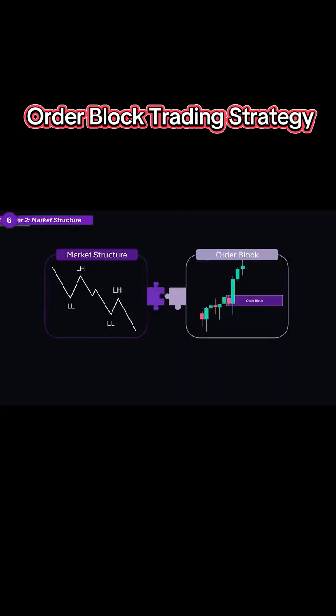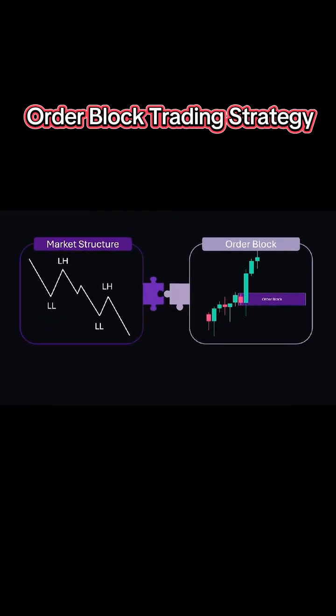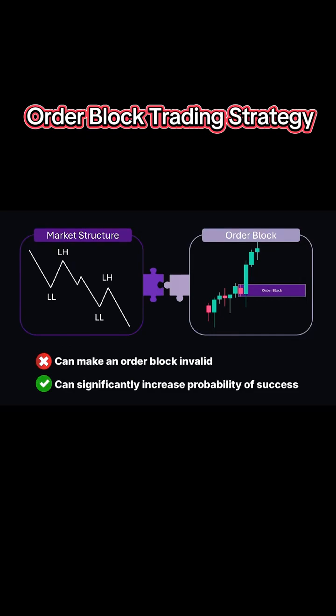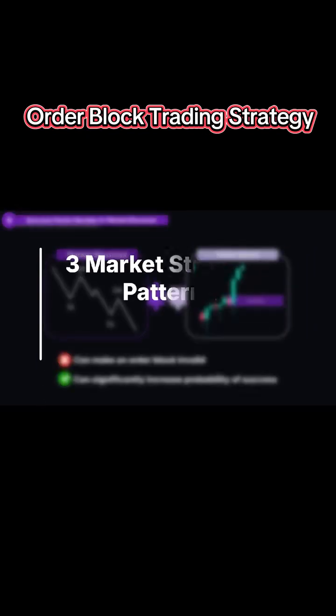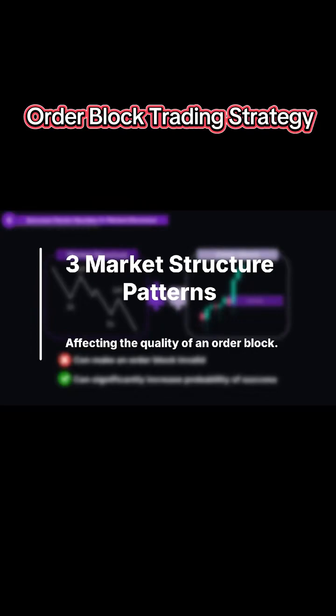The next concept is market structure. Market structure and order blocks are not 2 separate concepts. In fact, they work together. Sometimes market structure can make an order block invalid, while other times it can significantly increase its probability of success. In this part of the video, I'm going to show you 3 common market structure patterns that can affect the quality of an order block.